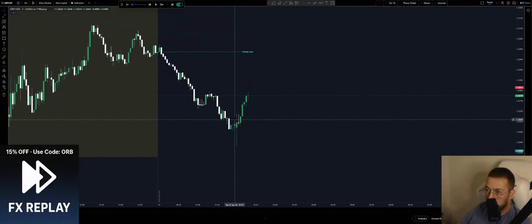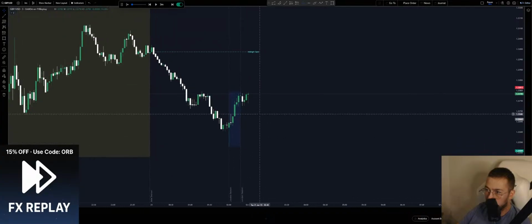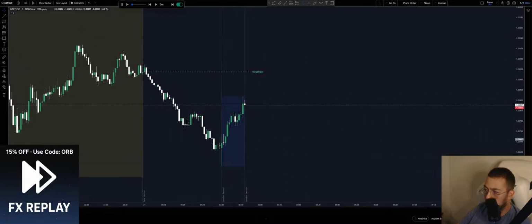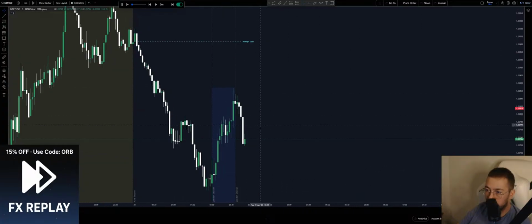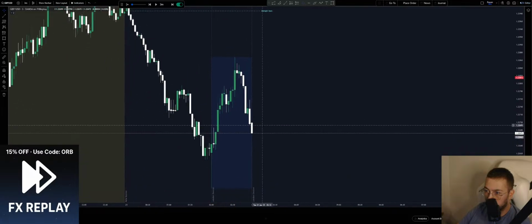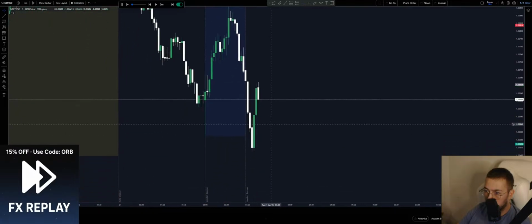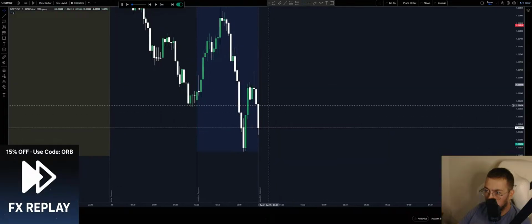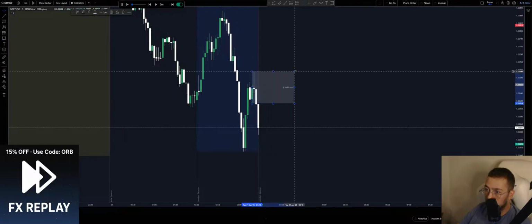Okay, now we did change character. We did break structure, but we don't have any supply zone. I mean demand zone. We changed character now, and no, we did not break structure yet. Now we did break structure, okay? And that is our supply zone.